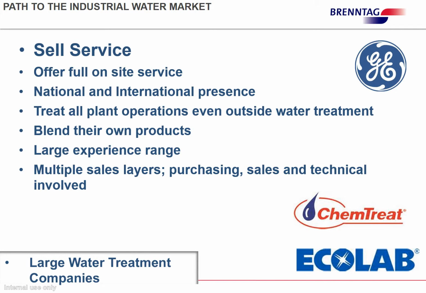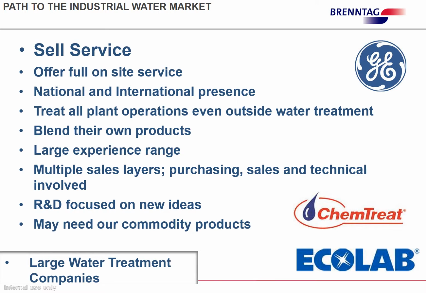There's multi-layers to the sales. Oftentimes purchasing, sales, and technical can be involved in decision making. Their R&D usually is focused on new ideas, but they are still interested in hearing any new ideas that Brenntag has. And oftentimes they will need our commodity chemicals.